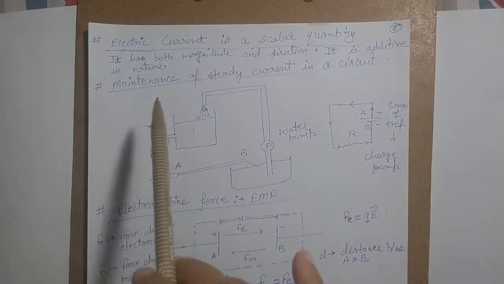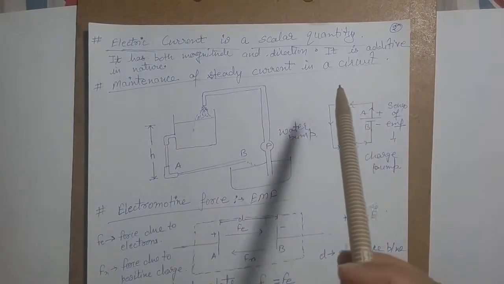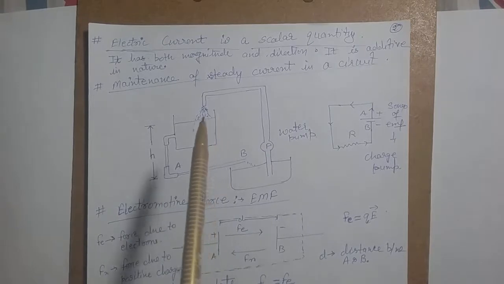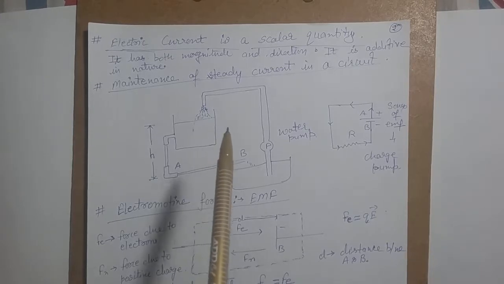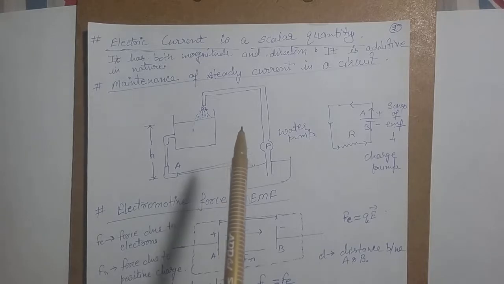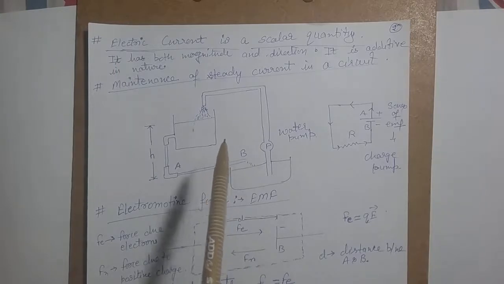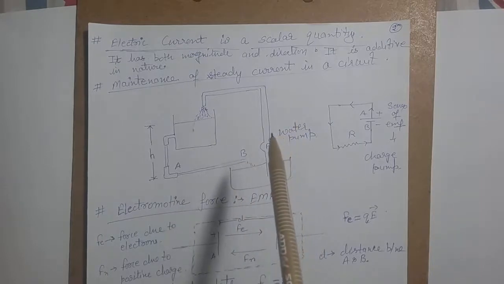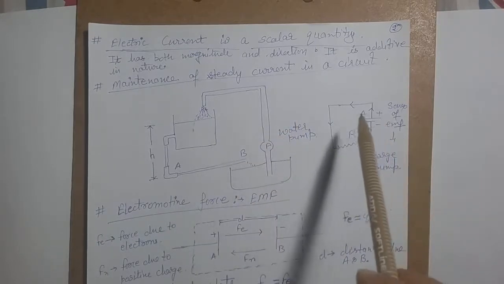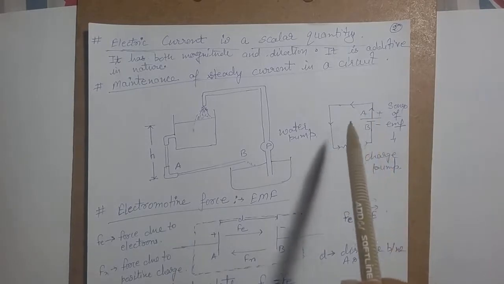Now, how does current flow in a given circuit and how do we maintain a steady current in a circuit? Students, you know that in order to get a flow of current in a circuit, we need to maintain a potential difference. If there is no potential difference in a circuit, it is not possible to get current out of that circuit. So how do we maintain that? Potential difference means one terminal is at a high potential, another one is at a low potential. So we can obtain this by attaching a cell or a battery to a given conducting wire.